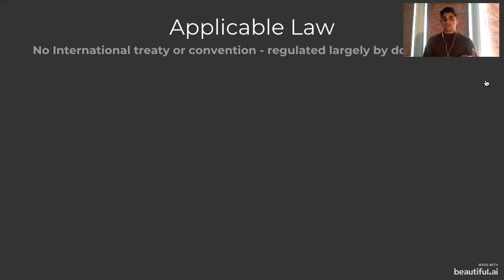We know with international sale of goods contracts, it's the CISG, there's a treaty for that. We know with shipping rules, it's the Incoterms. But with sales agents and distributors, what is the kind of international law that applies? Well, there isn't one. There's no international treaty or convention on rights of sales agents or distributors, right? It's regulated largely by domestic law. And in this case, the domestic law would probably be Thai domestic law.